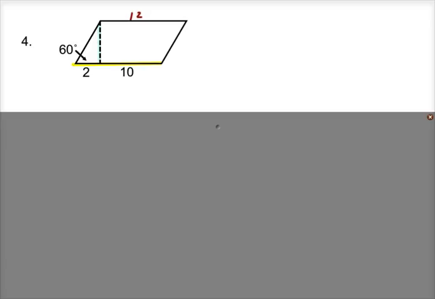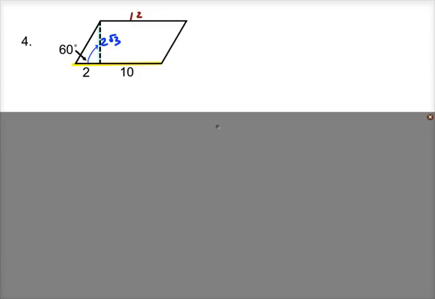Well, if I want to get that height, in this case I notice that I have a 30, 60, 90 triangle over on that side. And if I have a 30, 60, 90 triangle, and I'm going from the base to this altitude, I just multiply by the square root of 3. So this height here is going to be 2 square roots of 3.